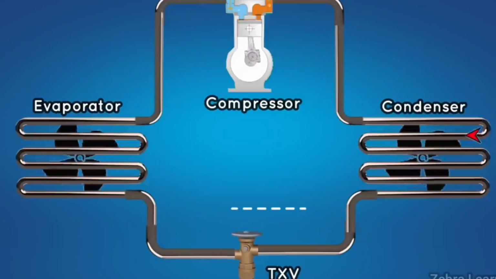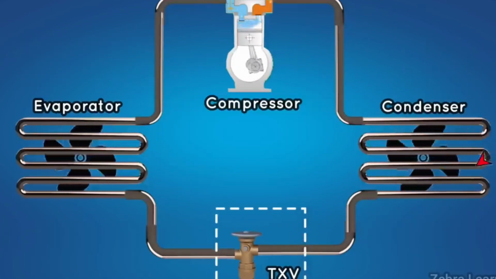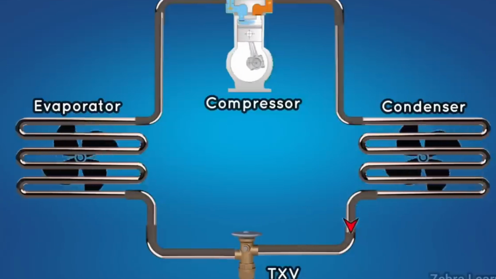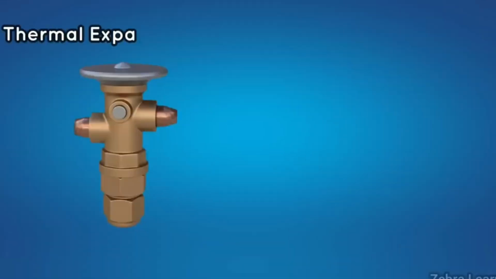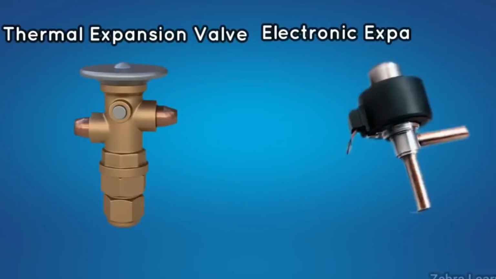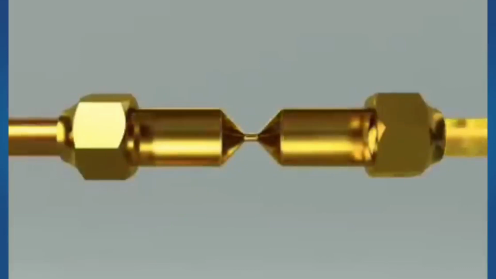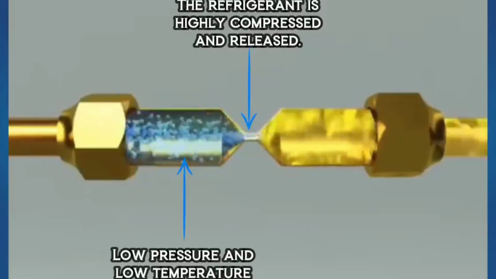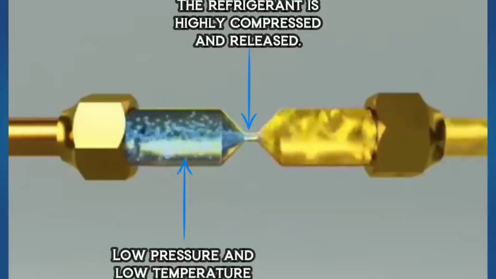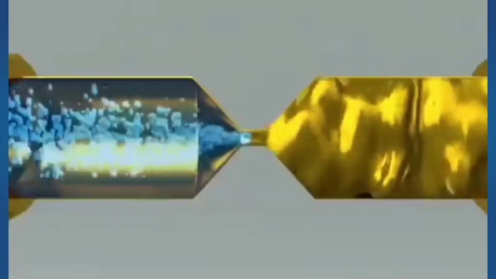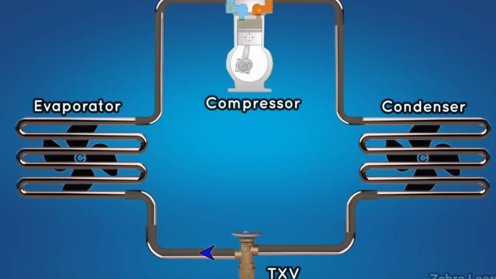Next, the refrigerant goes to the expansion valve. Although there are many types of expansion valve, the thermal expansion valve is mostly used in many places. The most advanced of these is the electronic expansion valve. But whatever the expansion valve is, its important job is to reduce the pressure of the refrigerant that comes from the condenser at high pressure. By reducing the pressure, the temperature of the refrigerant will decrease.